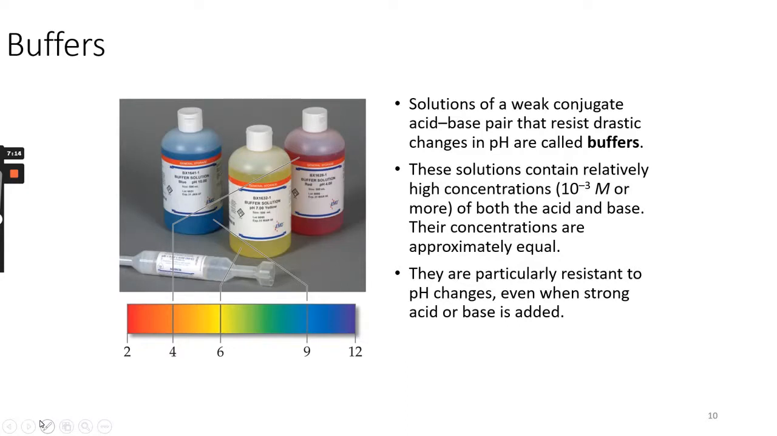This is section point 17.2, which is buffers. A buffer is a solution of a weak conjugate acid-base pair that resists drastic changes in pH. It only will change a little bit, so that's what they mean by buffer. It's kind of buffered. It can only change by a small amount. These solutions contain relatively high concentrations of both the acid and the base, and their concentrations are approximately equal. And they are particularly resistant to pH changes, even when a strong acid or base is added.